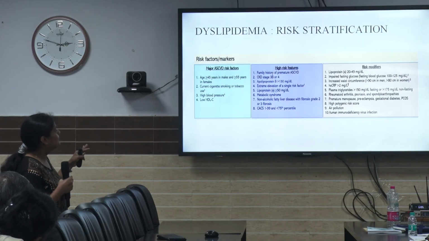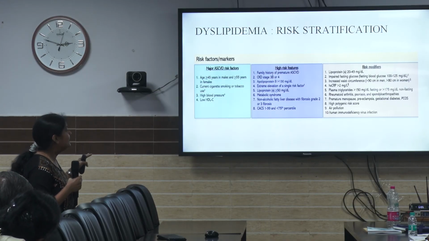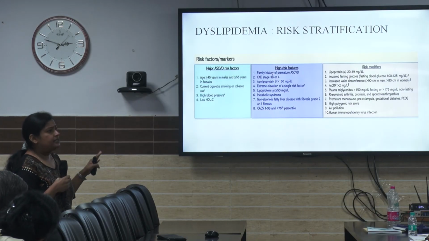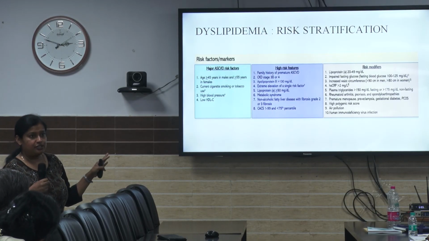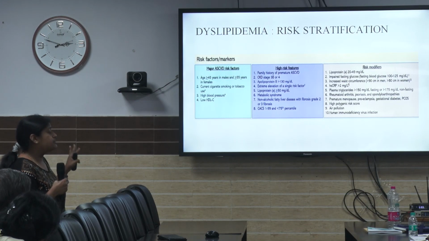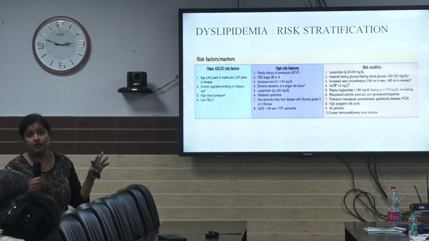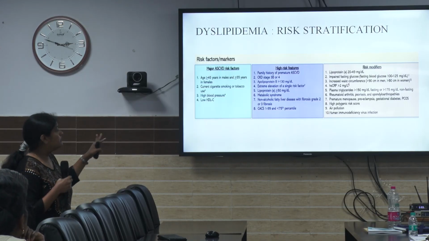That is what it is trying to tell. So waist circumference more than 90 in men and 80 centimeters in women. Then HsCRP, that is an inflammatory marker that tells that inflammation is high, so more than 2. And plasma triglyceride level. Diabetes per se causes hypertriglyceridemia and LDL elevation, so it is a marker here.